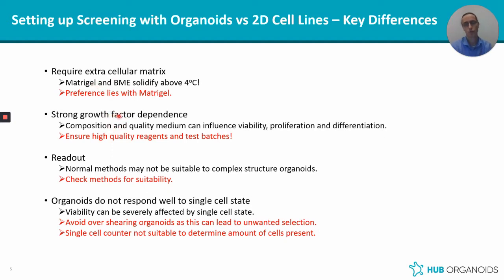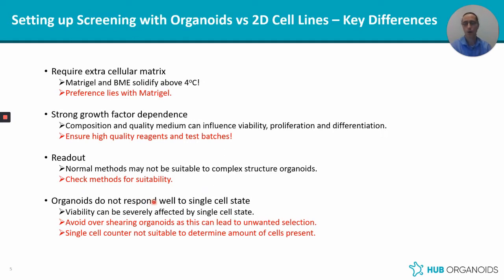Furthermore, there's a very strong growth factor dependence of organoids, meaning that the quality of your medium can really influence the viability and proliferation and even differentiation of your organoids. So it's really key to ensure that you have high quality reagents and test your batches. Also, not all readouts are suitable for the complex structure of organoids, so it's key to also check that the method you're using is suitable for organoid culture.